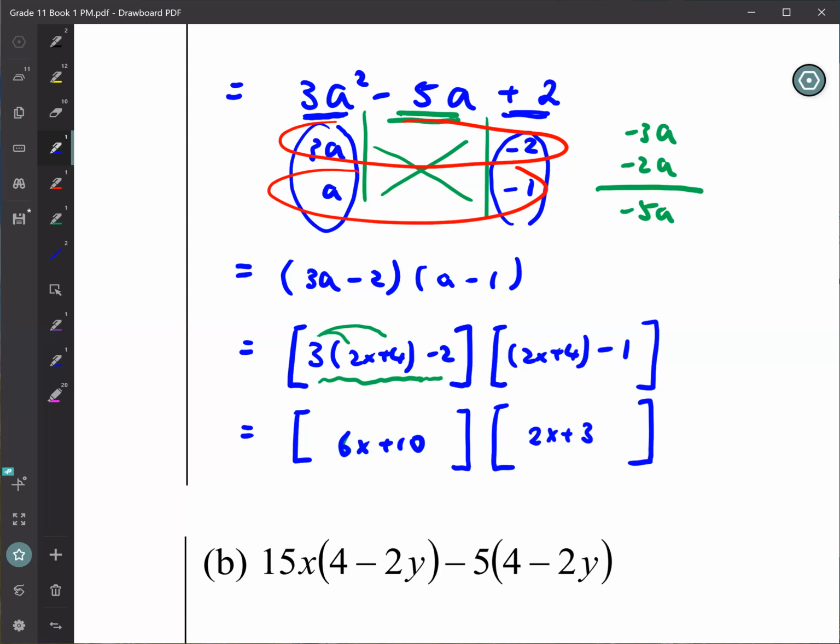Evan, what do you think? Are we done here? Yes. Nothing else we can factor? No. Anyone want to add to that? Does everybody agree? Remember, you can factor a 2 out of 6 and 10.